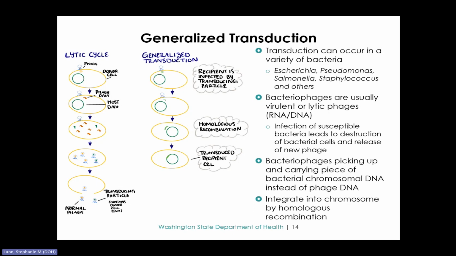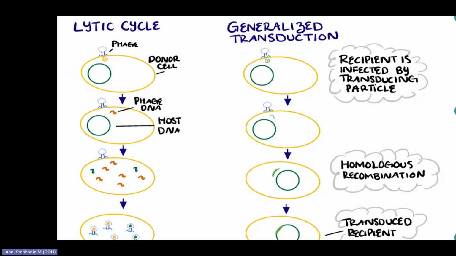So in generalized transduction, just about any gene on the donor chromosome can be transferred to the recipient. Bacteriophages involved in generalized transduction are usually virulent or lytic phages that could be comprised of RNA or DNA. When the bacterial cell is infected with these phages, it causes destruction of the cell, and this releases new progeny phages. So I have here on this slide the process of the lytic cycle, whereby a phage inserts its genetic material into the host cell. And this genetic material is represented in orange.